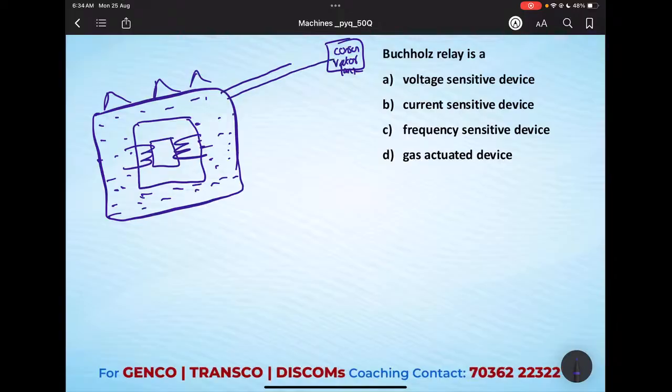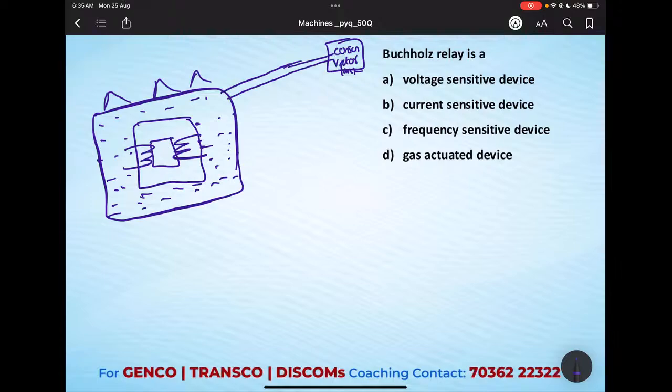One pipe will be connected to the conservator tank. Whenever more heat is generated in the transformer, that means more load is being supplied by the transformer, the oil will heat up and expand, and the expanded oil will go to the conservator tank. In order to analyze whether the heat is generated only due to high load or any fault, note that if any fault occurs inside the transformer, the heat generation process will be very fast.